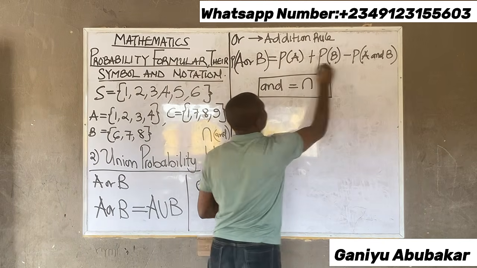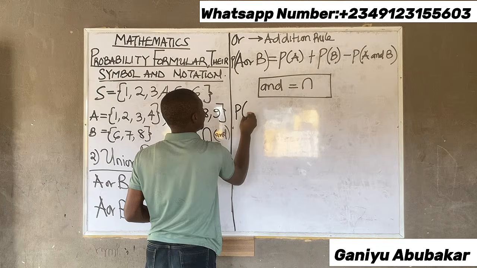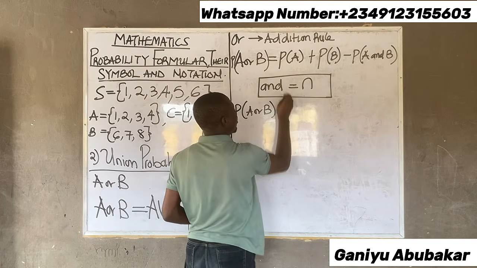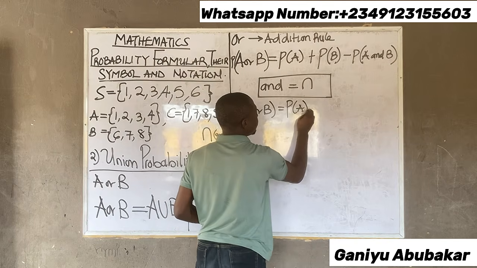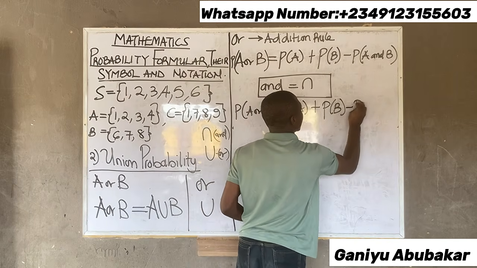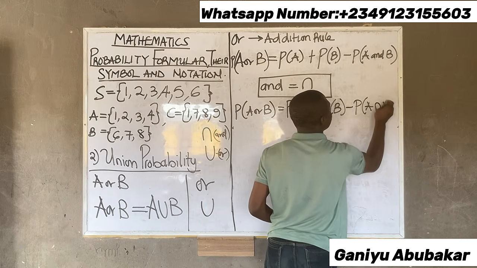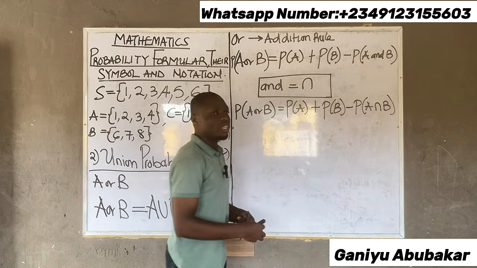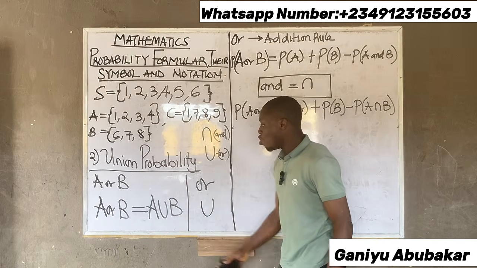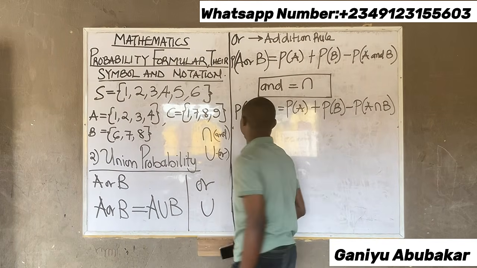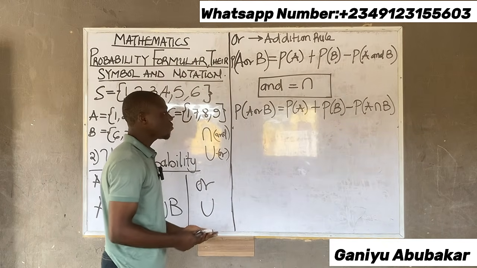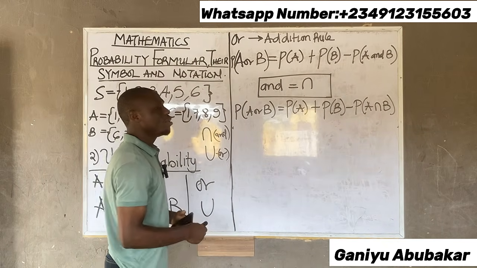So I can write this formula as the probability of event A or B occurring is equal to the probability of event A occurring plus the probability of event B occurring minus the probability of A intersection B. This and the earlier formula are still the same thing. The way I told you "or" and union are the same, similarly "and" and intersection are the same thing.